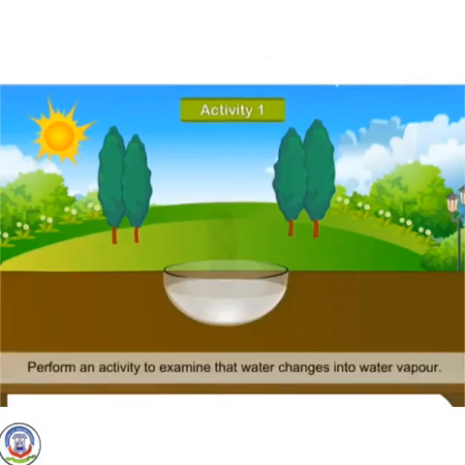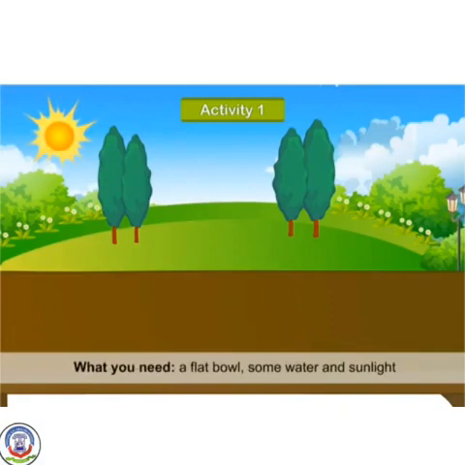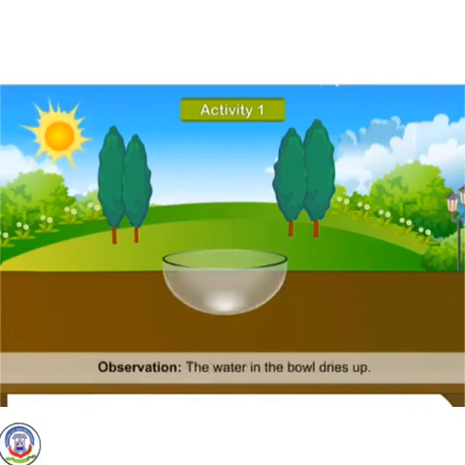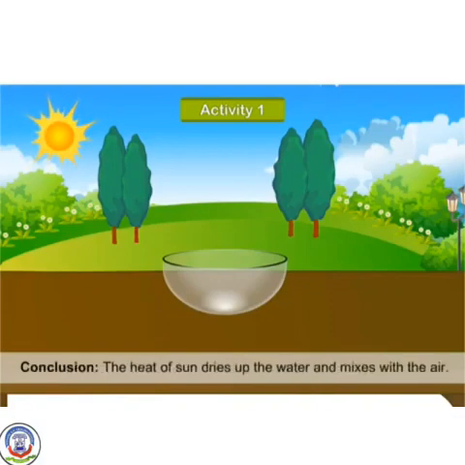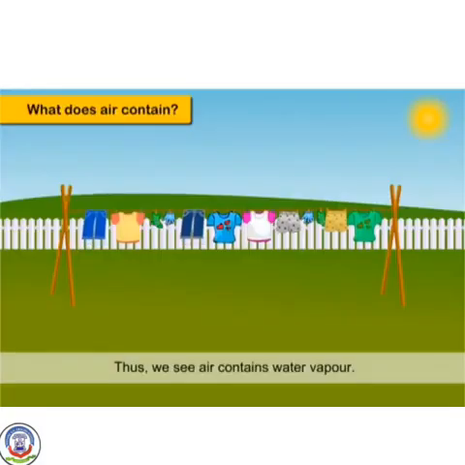Activity 1. Perform an activity to examine that water changes into water vapor. Aim: to observe that water changes into water vapor. What you need: a flat bowl, some water, and sunlight. Method: take a shallow bowl, put some water into it, and leave it in sunlight for a few hours. Observe what happens. Observation: the water in the bowl dries up. Conclusion: the heat of the sun dries up the water and it mixes with the air. The water changes into water vapor, which mixes with the air. Thus, we see air contains water vapor.